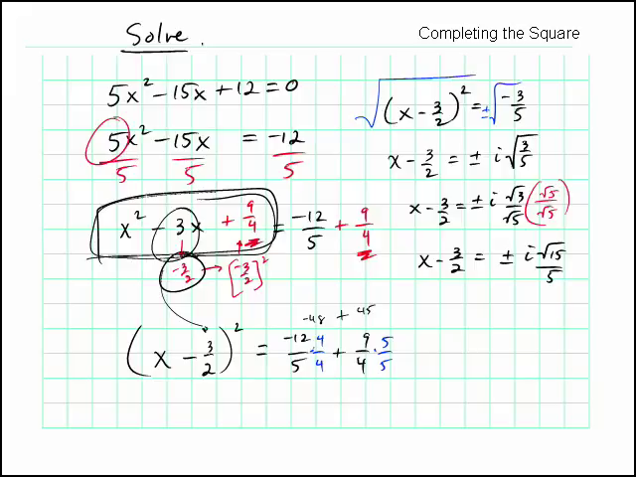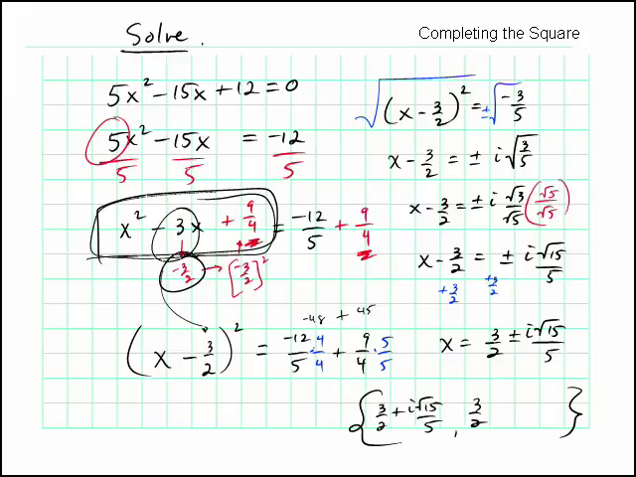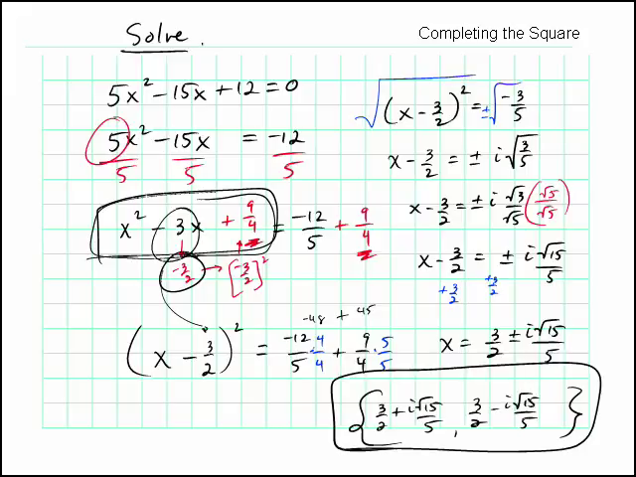Add the 3/2 to both sides. And we get x equals 3 over 2 plus or minus i square root 15 over 5. And so the two solutions to my equation are 3/2 plus i square root 15 over 5 and 3/2 minus i square root 15 over 5. Solved. And that is how we solve equations by completing the square.